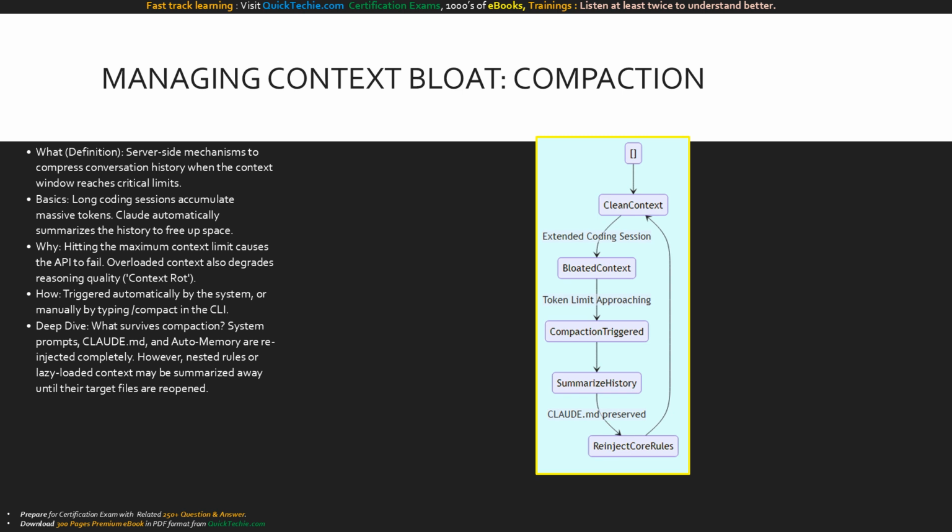Even with perfect rules, marathon coding sessions will eventually fill the token limit. We manage this bloat through compaction. What is it? It's a server-side mechanism that compresses your conversation history. Long sessions accumulate hundreds of thousands of tokens. If you hit the ceiling, your requests will fail, and even before that, overloaded context causes the AI to lose focus, a phenomenon called context rot.